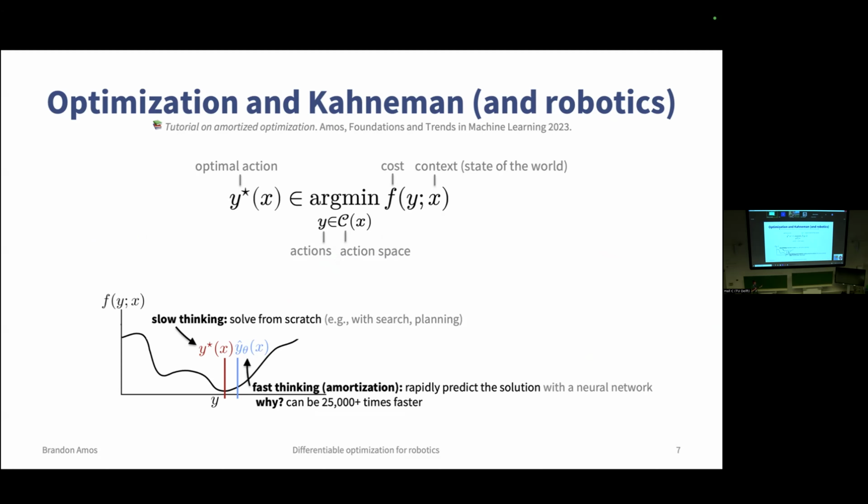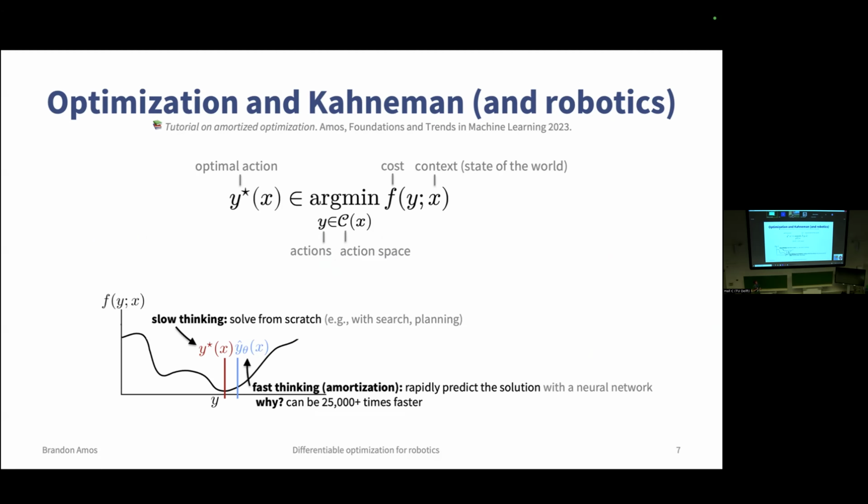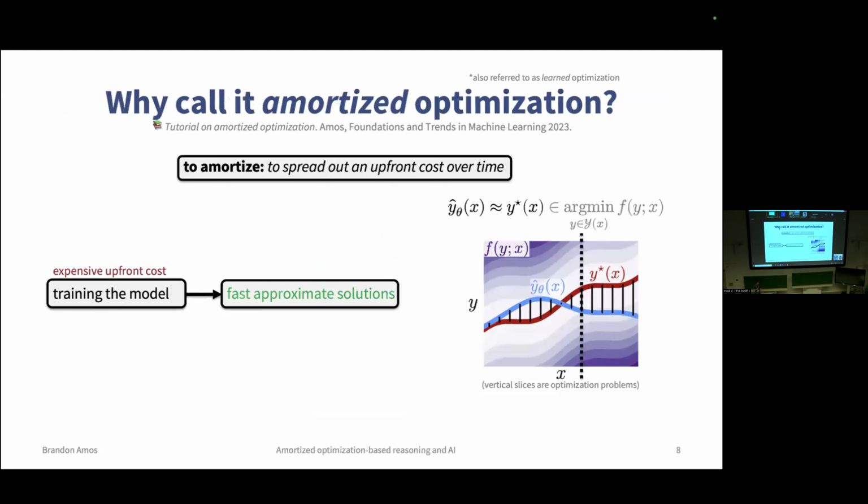And this is really important and helpful because there are some settings where learning to predict the solution to an optimization problem can be 25,000 times faster than solving it from scratch. There are a lot of examples, and before I get to those, I just want to say a word about amortization. It refers to the finance term and also builds on the use in amortized variational inference. It's just about spreading out upfront costs over time.